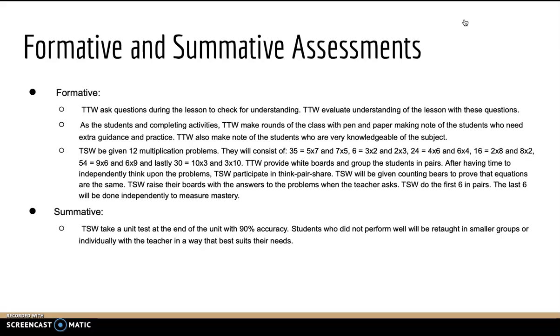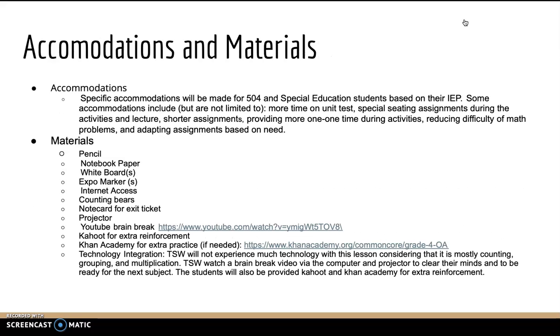For summative assessment, they're going to take a unit test at the end with 90% accuracy. Students who did not perform will be retaught in smaller groups or individually with the teacher in a way that best suits their needs, whatever they are.